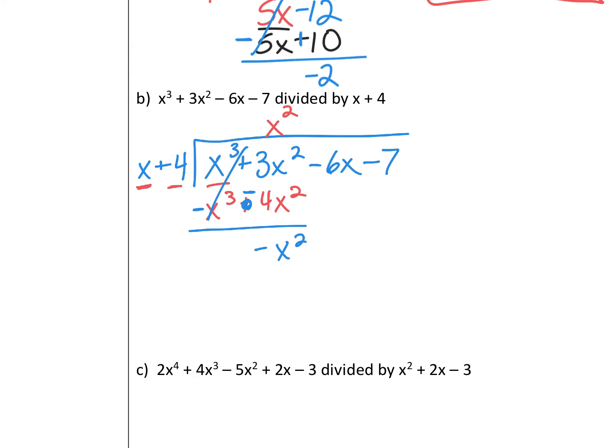Now what? Bring down one term at a time. We just need 2 at a time. And now we just repeat that whole process. First term divided by first term. So what is negative x squared divided by x? Negative x. Good. We take it and multiply it out. So negative x times x is negative x squared, and negative x times 4 is negative 4x.